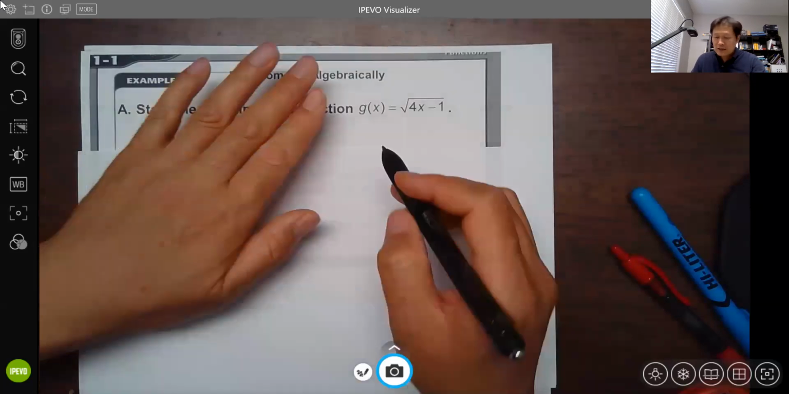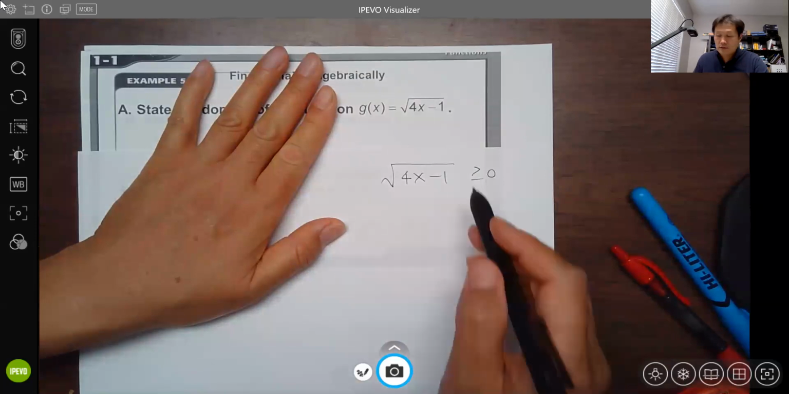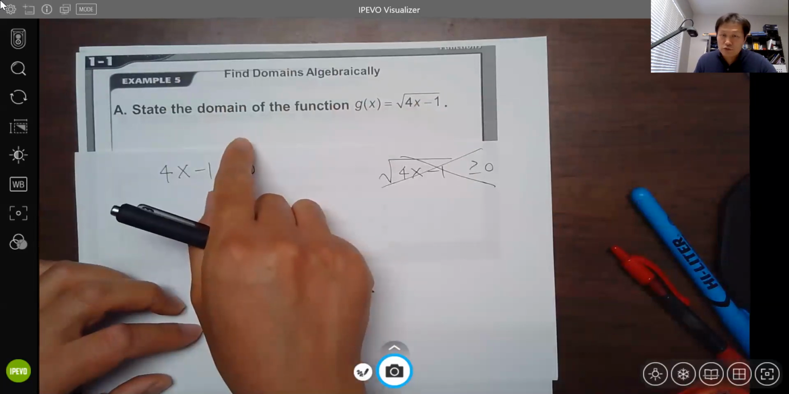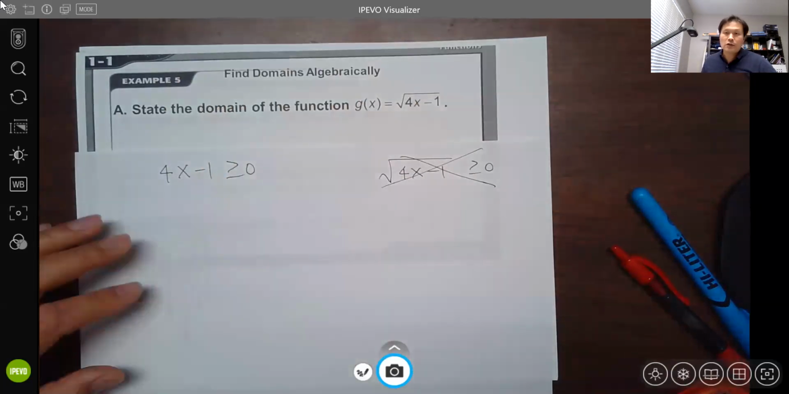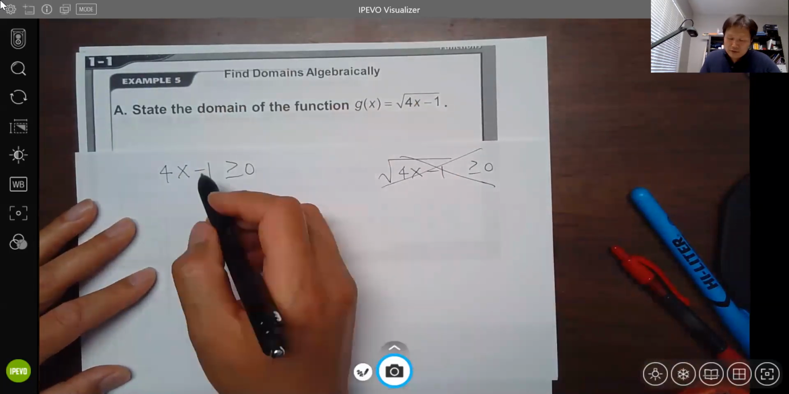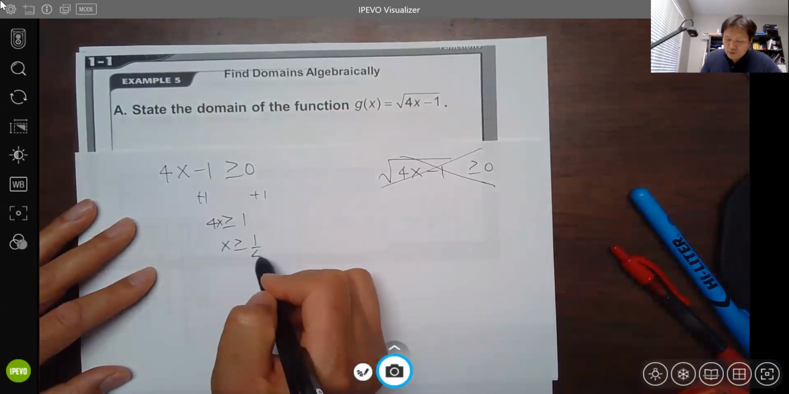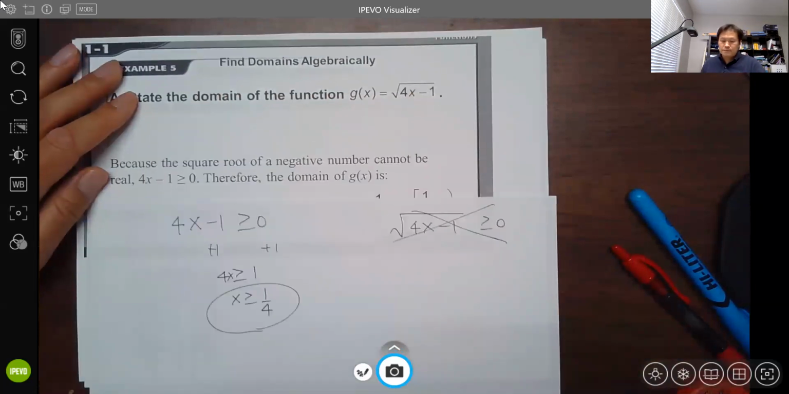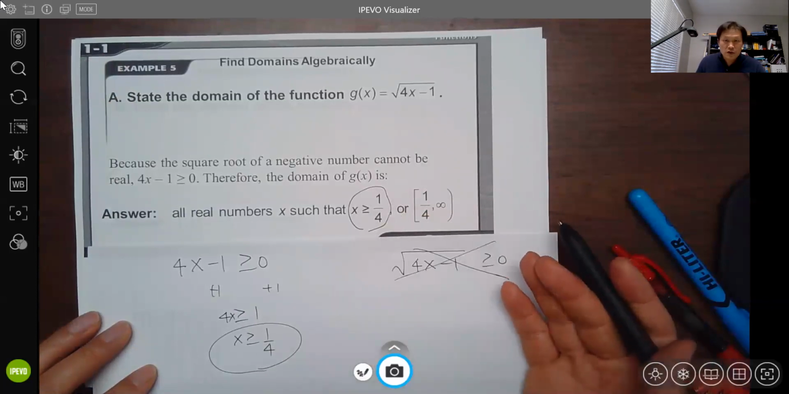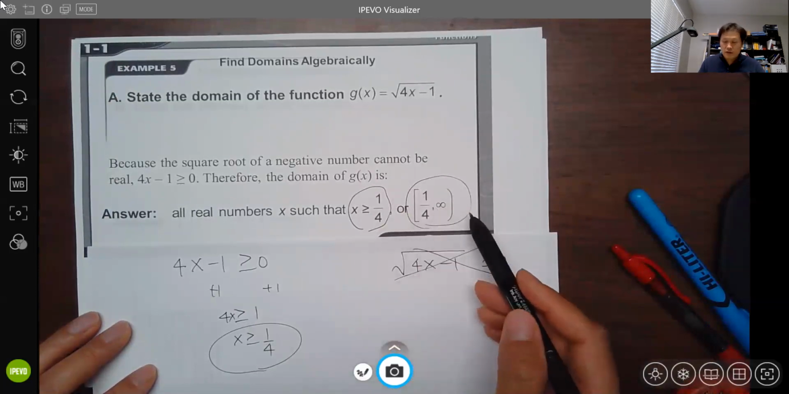Do not set it like this. What's inside the root, not including the root, just let that be greater than or equal to 0. That's how you solve a domain question. What do you do? Solve for x. Plus 1, plus 1. So 4x is greater than or equal to 1. x is greater than or equal to 1/4. That is the answer. You write that in interval notation, and that's the answer: 1/4 comma infinity, with a bracket there.